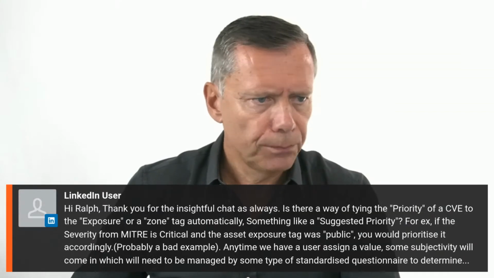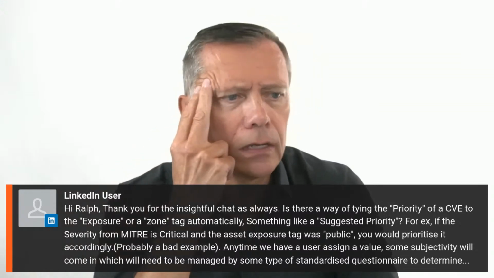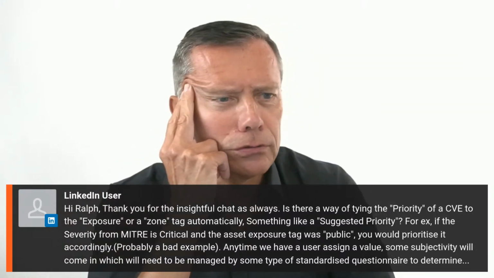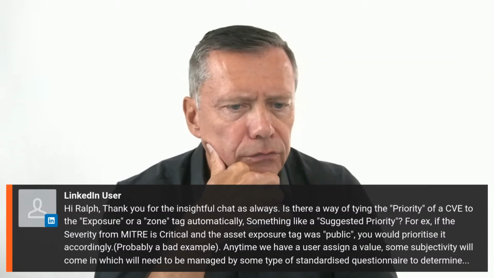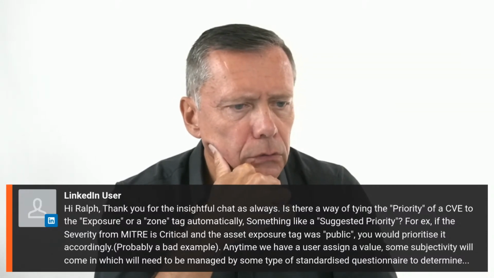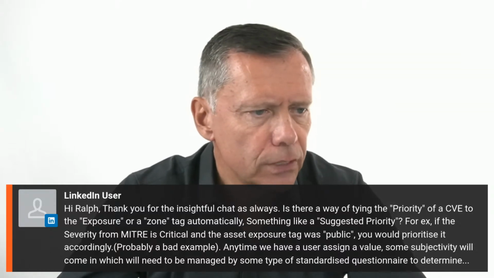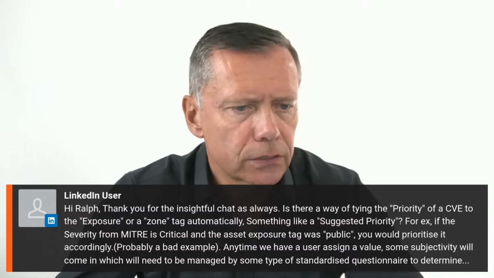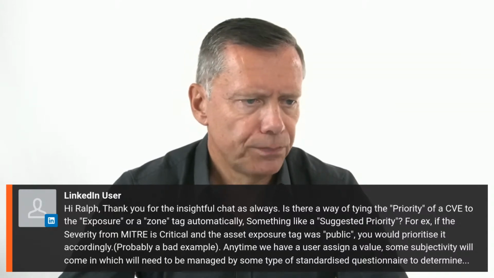Okay, so here is a question. Let's focus on this one. Thank you for the insightful chat as always. From an anonymous LinkedIn user: is there a way of tying the priority of a CVE to the exposure or a zone automatically, something like a suggested priority? For example, if the severity from MITRE is critical and the asset exposure tag was public, you'll prioritize it accordingly.